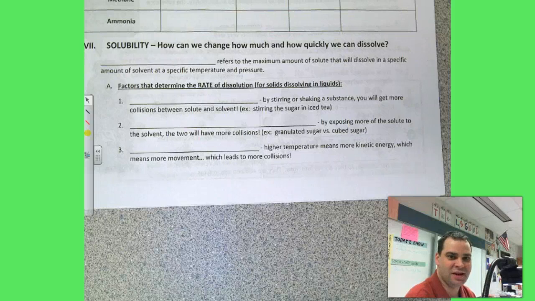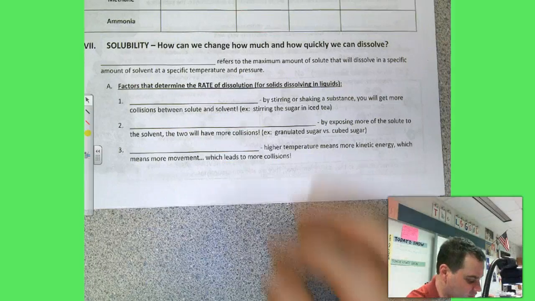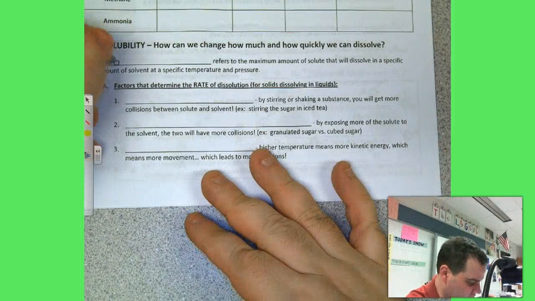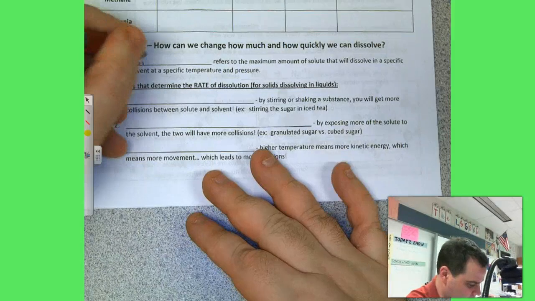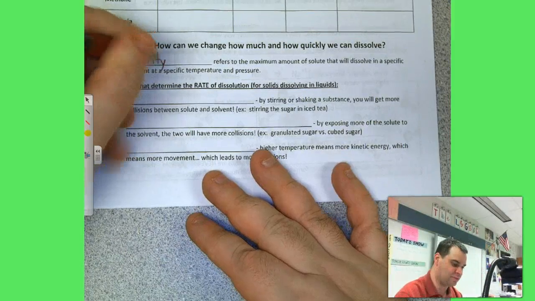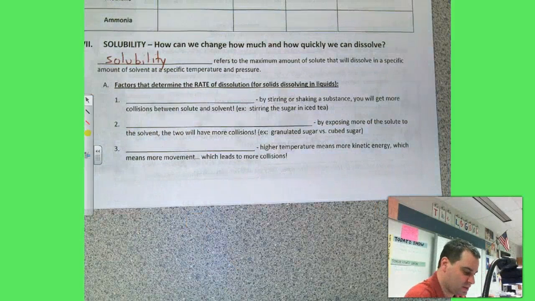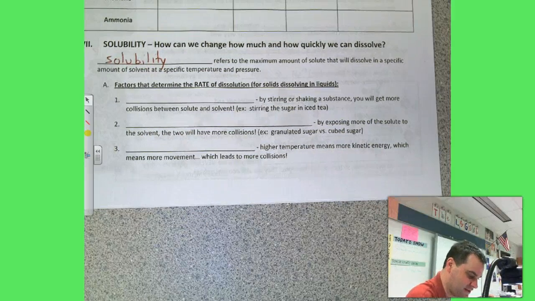How can we change how much and how quickly we dissolve? Well, first of all, you need to know what the term solubility is. It refers to the maximum amount of solute that will dissolve in a specific amount of solvent at a specific temperature and pressure. That's a great definition.